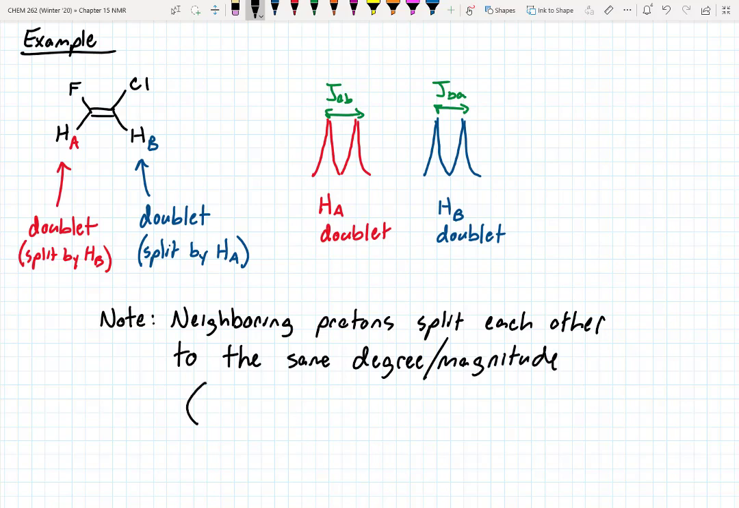So another way of thinking about this is in the above example, JAB is going to be the same as JBA. Does that make sense? So if you actually are looking at an NMR and you're trying to determine, all right, this NMR is confusing, I don't even know what I'm looking at, one thing you can do is measure the distance between these peaks. And if the distances are the same, that gives you a clue that, hey, these protons are probably related to one another in that they're neighbors. So you can use that as an additional problem solving tool.